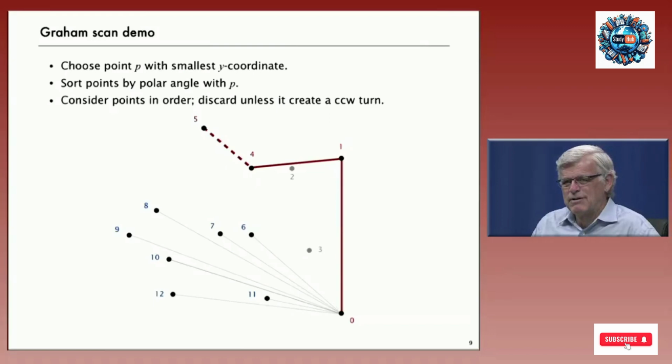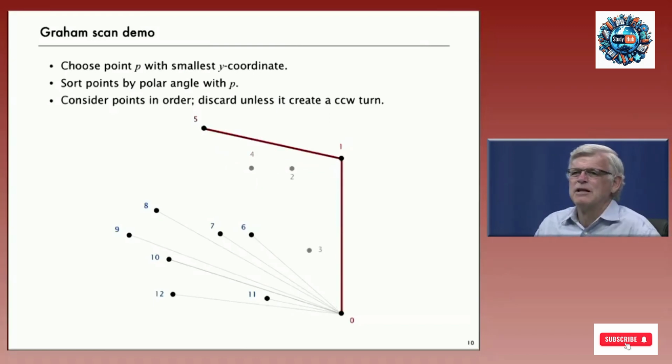So now we go on to 5, turning the wrong way. So point 4 can't be on the convex hull. So now we go to 6. As far as we know, it could be, but as soon as we hit 7, we know that it can't be because that's a right turn. So 6 is not there. We go to 8. Nope, 7 can't be on the convex hull. Go to 9. 8 can't be on the convex hull.